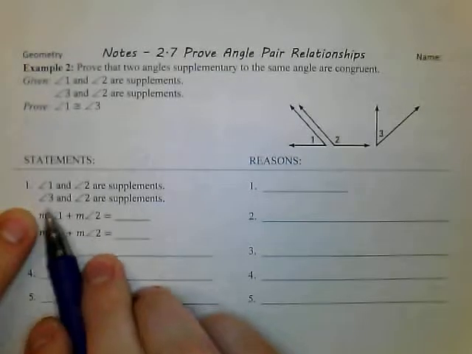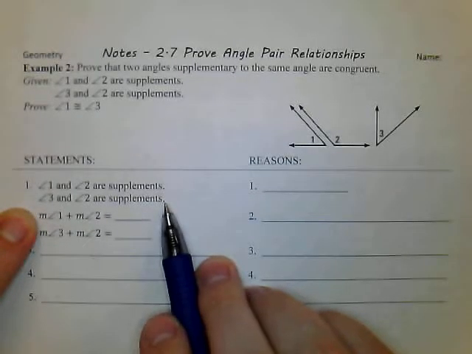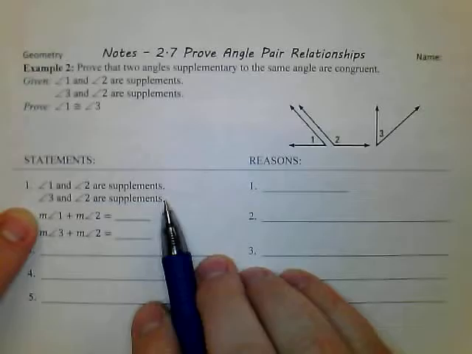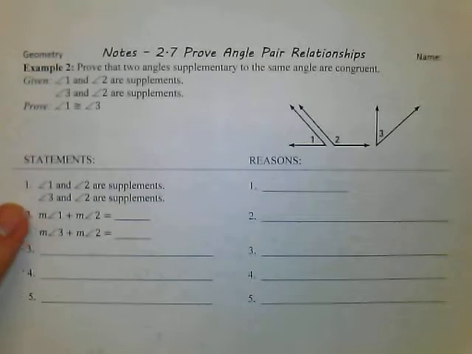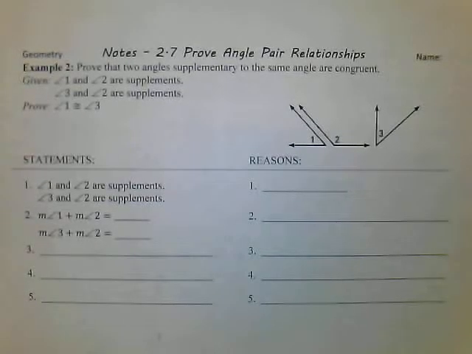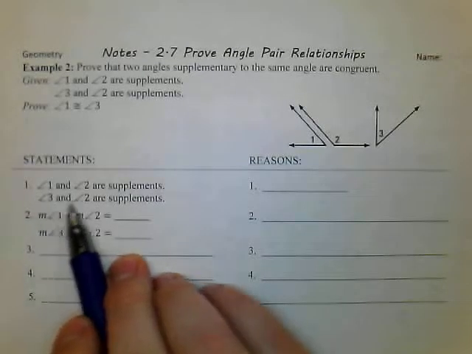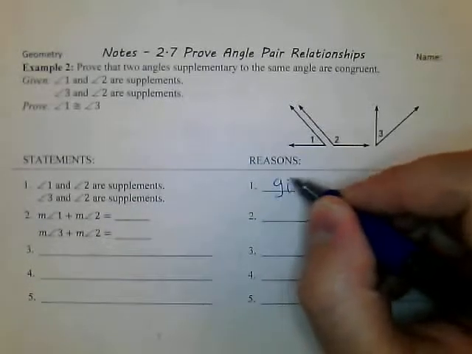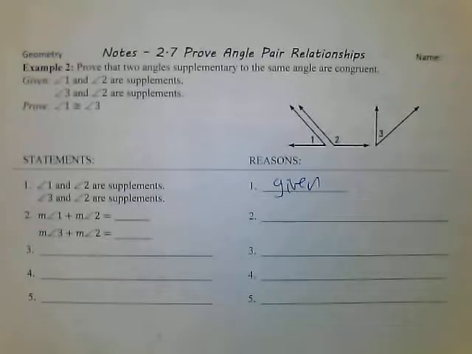Now you'll notice in the first statement that we have that angles 1 and 2 are supplements and that angles 3 and 2 are supplements. We have two statements in one statement, kind of combined together. And we can do this. This is perfectly fine. There's no problem with doing this as long as they have the same reason. So we know for step 1 that both of these things are true because they're both given to us. So since they have the same reason, we can just put them in the same spot.